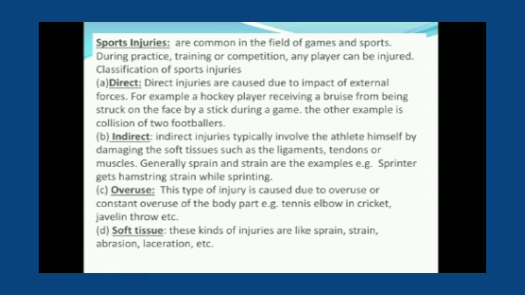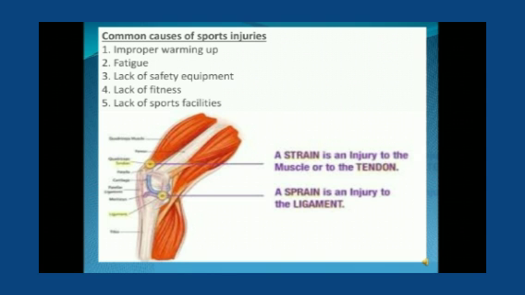B. Indirect injuries typically involve the athlete himself, damaging the soft tissues such as the ligaments, tendons or muscles. Generally sprain and strain are the examples, e.g. a sprinter gets a hamstring strain while sprinting. C. Overuse. This type of injury is caused due to constant overuse of a body part, e.g. tennis elbow in cricket, javelin throw, etc. D. Soft tissue. These kinds of injuries are like sprain, strain, abrasion, laceration, etc.